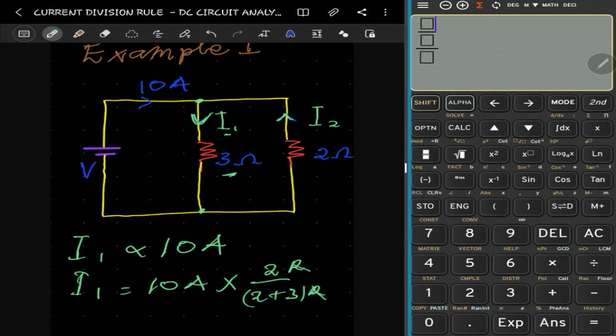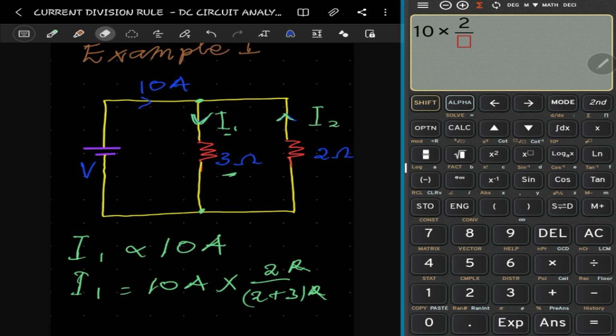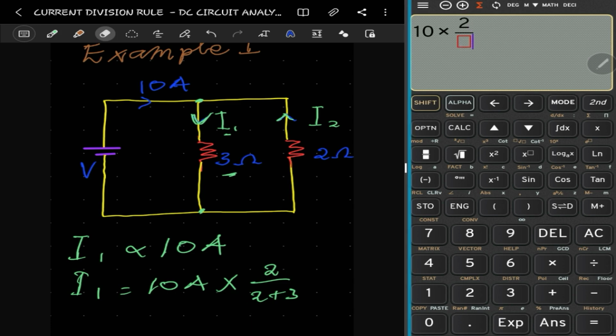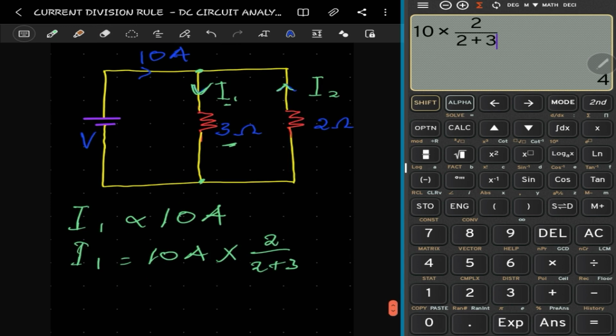So let's see what we have for that. We have 10 times 2, then we have 2 plus 3, right? And that gives us I1 as 4 amperes. So that's what we have.